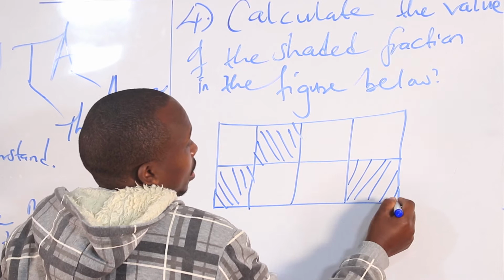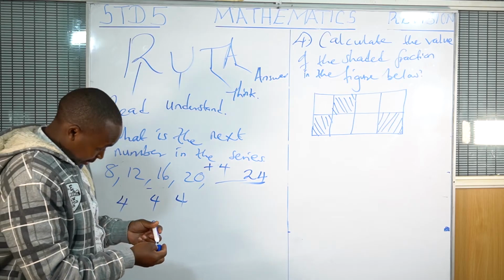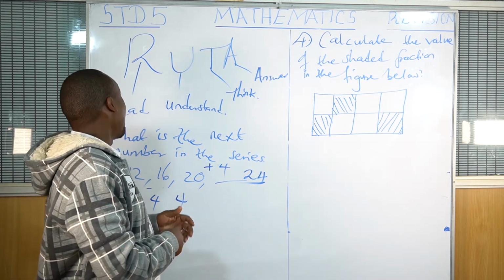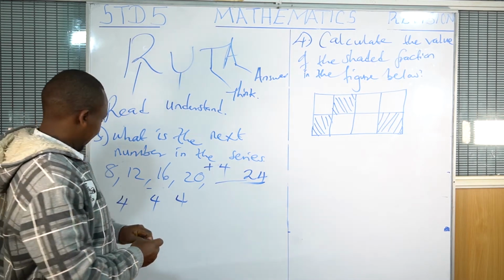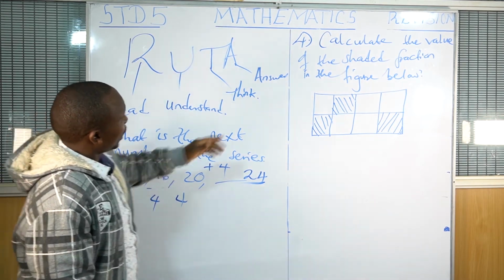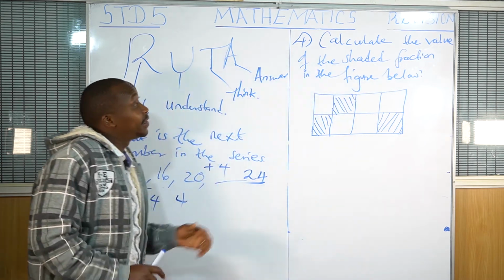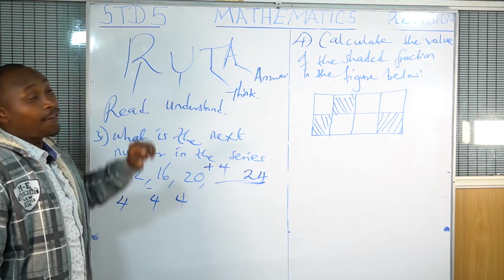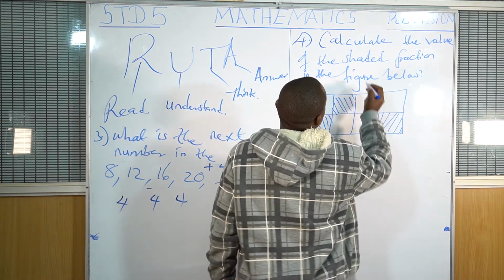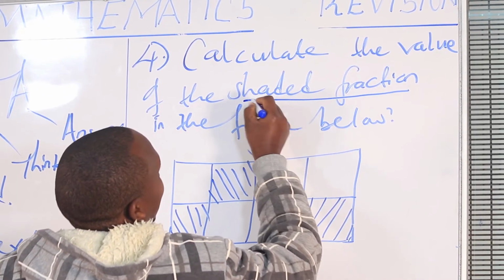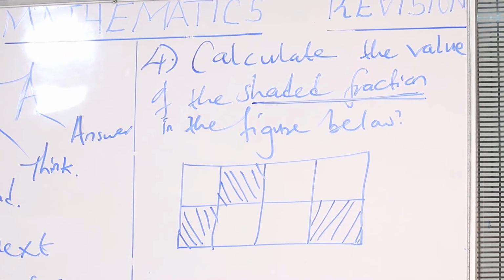Yes. So now, going to our formula, class 5s. Somebody is calling me Mr. Ruta. I'm not Mr. Ruta. Now, R for reading. Calculate the value of the shaded fraction in the figure below. U for understanding. Now, the shaded fraction. So, underline the key words. Shaded fraction.